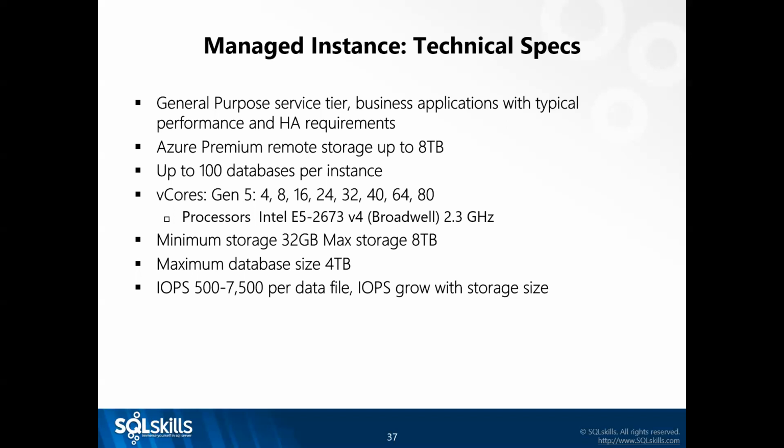Pricing tiers. So you've heard me mention general purpose and business critical. Your general purpose is for your typical departmental-and-up databases. You have fairly decent storage here. I mean, 500 to 7,500 IOPS per data file. So that's the key here, per data file, and then the size of the file. So your IOPS grow with the storage size.